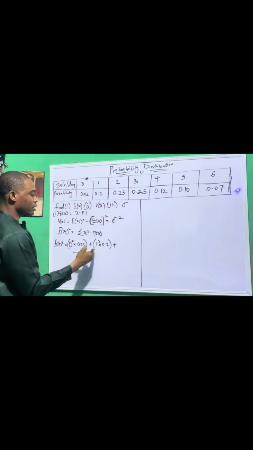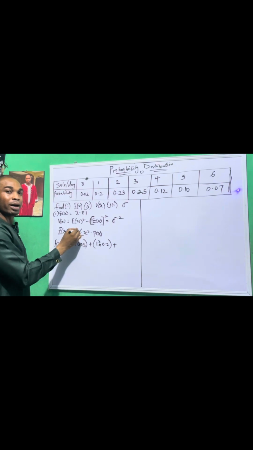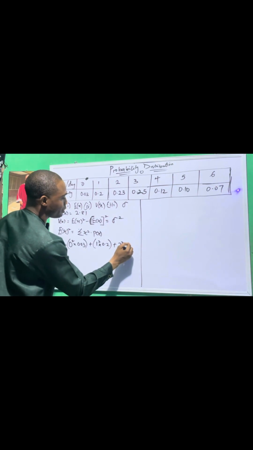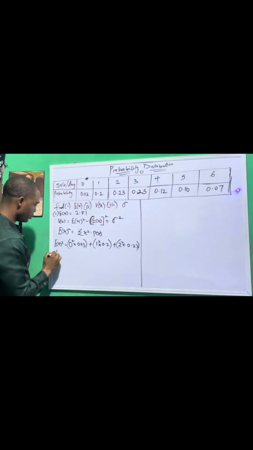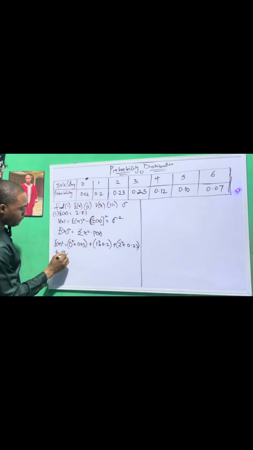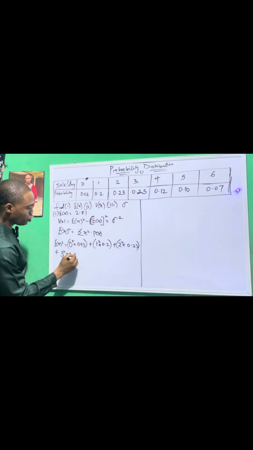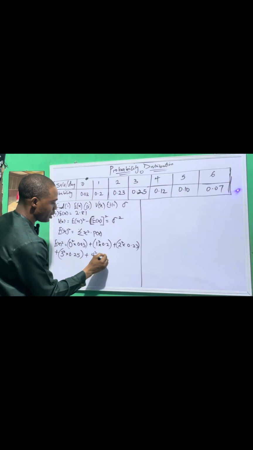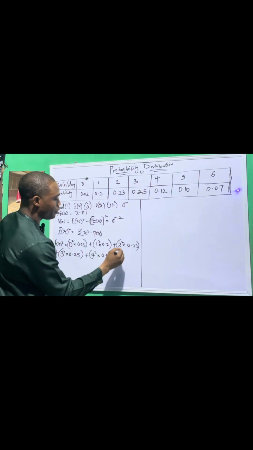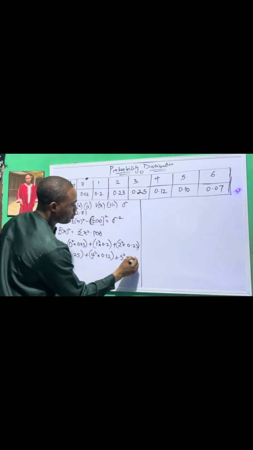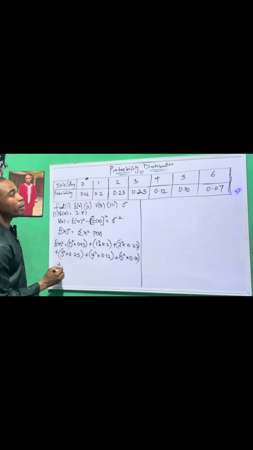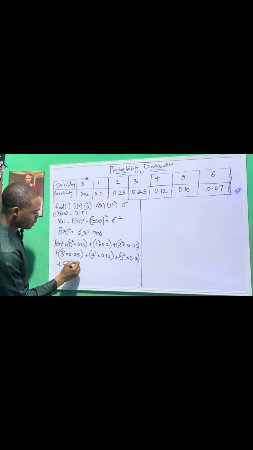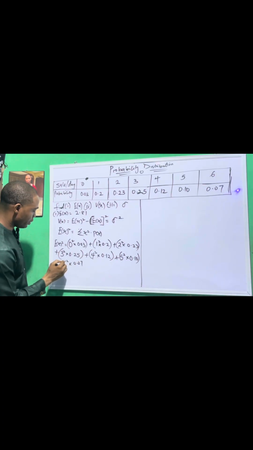Then plus the addition sign I'm introducing here, it works for the summation that we have in the formula. Then plus the next one, we have 2 squared multiplied by 0.23. What's the next thing? 3 squared multiplied by 0.25. Then 4 squared multiplied by 0.12. Plus 5 squared multiplied by 0.10. Then plus 6 squared multiplied by 0.07.